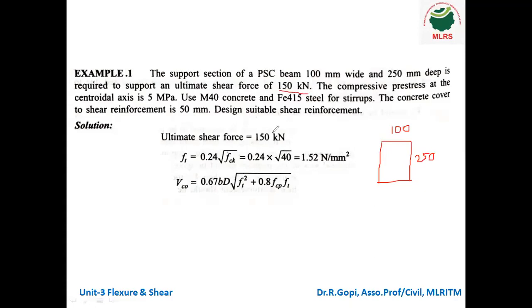Ultimate means after multiplying the partial safety factor, so you don't need to multiply by 1.5 again. It is already multiplied. Factored, design, ultimate all mean the same. So in the question, first observe what load is given, whether it is factored load, design load, ultimate load, or ultimate shear. In that case, don't multiply by 1.5; you can directly take it. Next, the compressive pre-stress at the centroidal axis is 5 MPa.